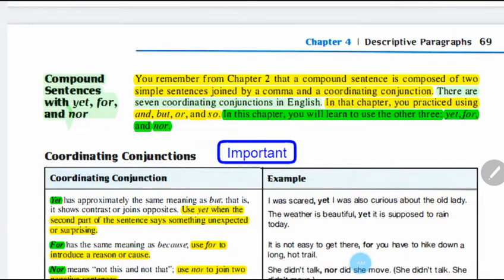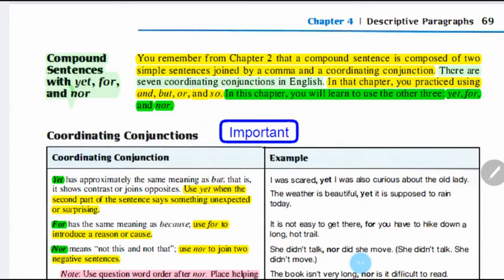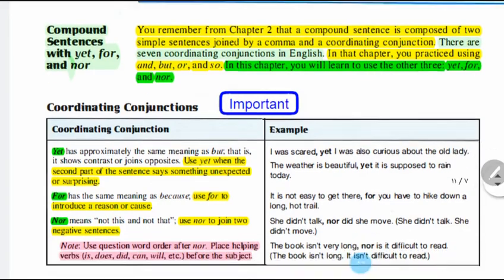You remember we have talked about how to make compound sentences by using coordinating conjunctions, and we have talked about them in the previous paragraph. We have talked about and, but, or, and so. And today we are going to talk about yet, for, and nor. They are important coordinating conjunctions we can use to connect or to compound small simple sentences into compound sentences.